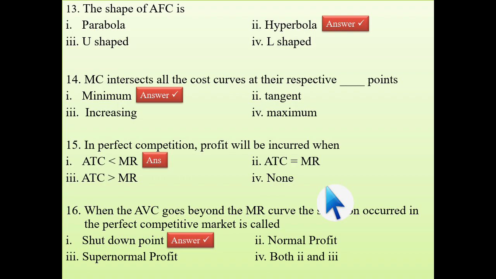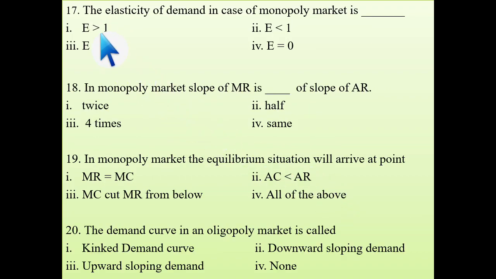If it is more than or equal to marginal revenue, that means it shows the market should shut down. Now coming to question number 17, the elasticity of demand in case of a monopoly market is dash. Well, it is less elastic or relatively inelastic. Then in a monopoly market, the slope of marginal revenue is dash of the slope of average revenue. This is a very important question. The slope of marginal revenue is twice the slope of average revenue.